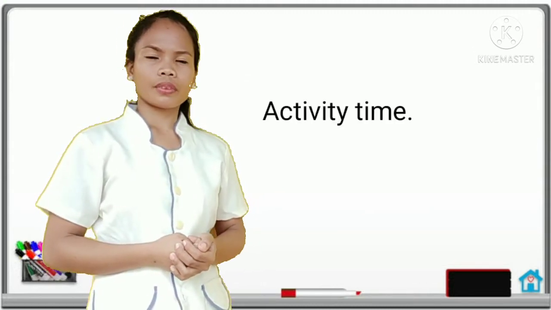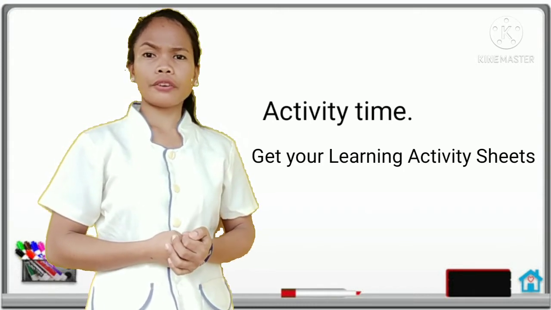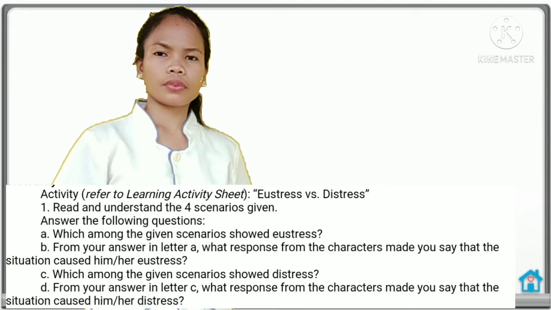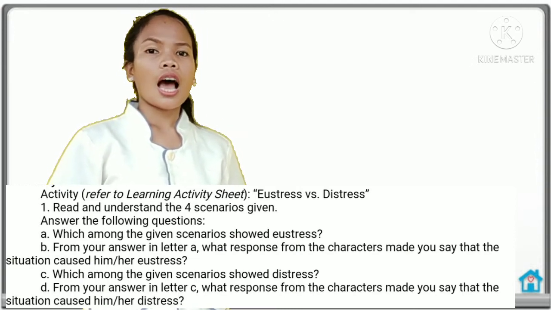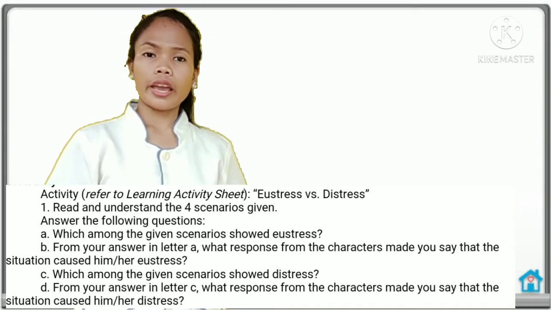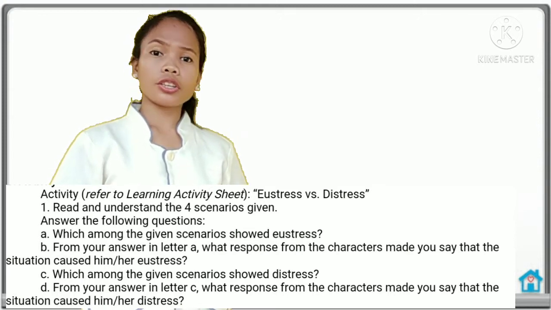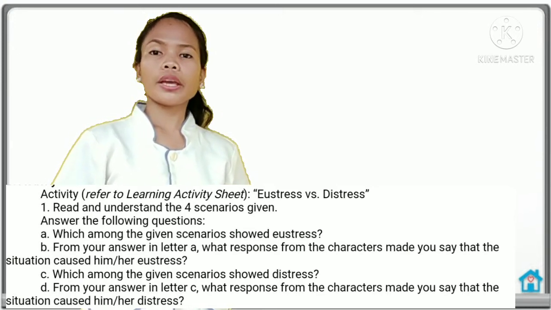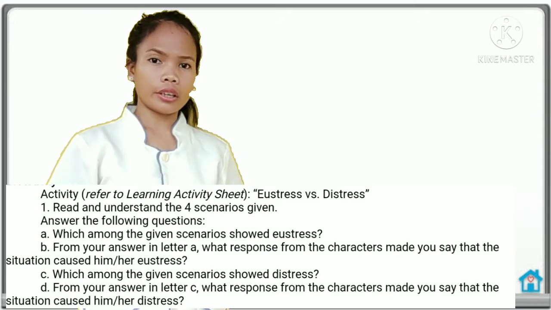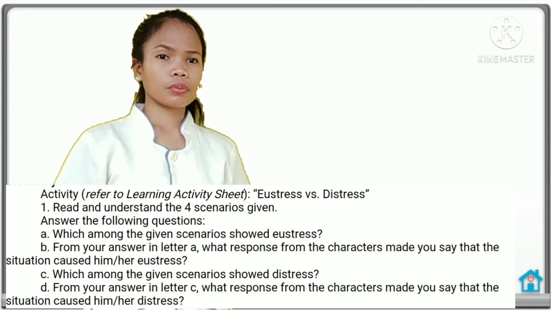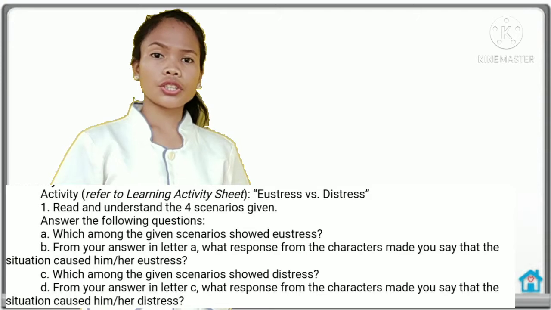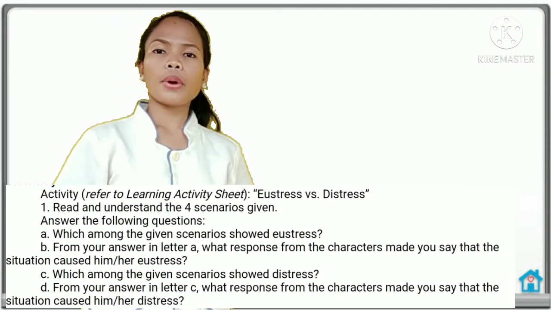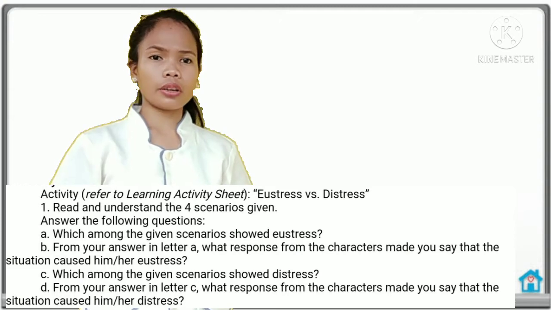Let's move on to our activity. In this activity, you have to refer to your learning activity sheet. We have there Eustress versus Distress. Read and understand the 4 scenarios given. Answer the following questions. A. Which among the given scenarios showed eustress? B. From your answer in letter A, what response from the characters made you say the situation caused him or her eustress? C. Which among the given scenarios showed distress? D. From your answer in letter C, what response from the characters made you say the situation caused him or her distress?